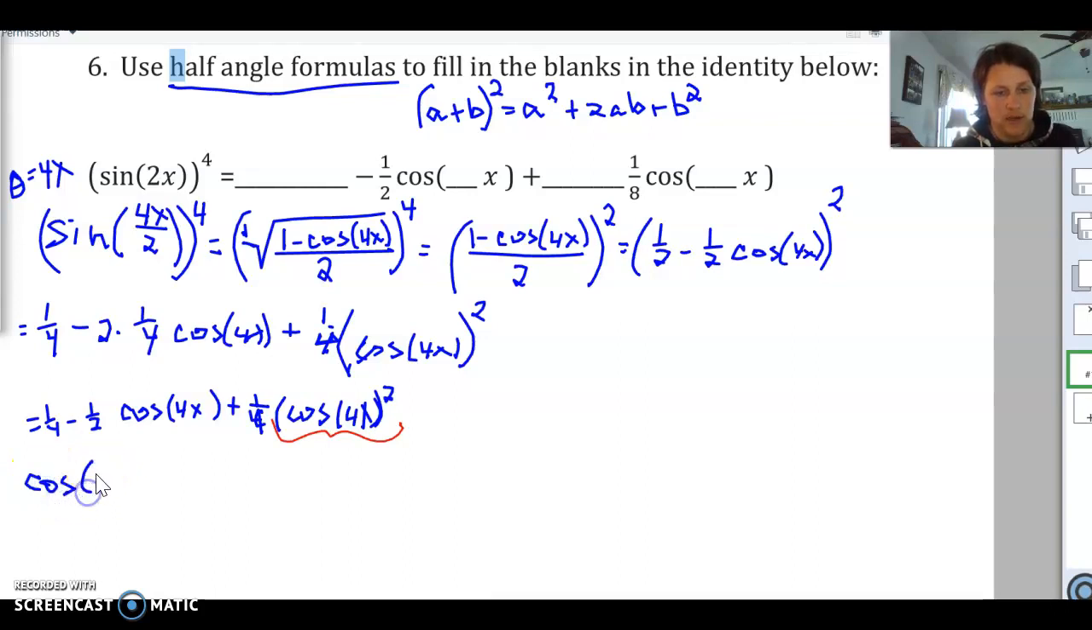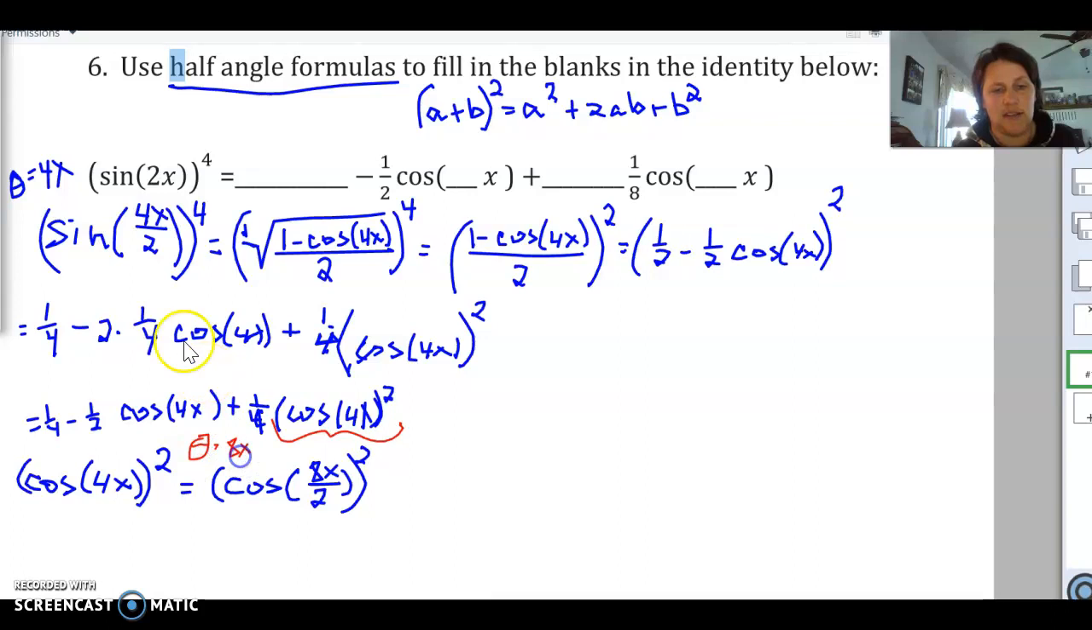So cosine of 4x, and then that whole thing squared. Now if we want to use that half angle identity, we need to rewrite that so that it's written as a half angle. So to write that as a half angle, we would have to use 8x over 2. That's the same as 4x. And then all of that squared, and I'll do it in different colors so we don't lose it. That tells us that theta is going to equal 8x. So we've got to remember that when we're going through our formula.